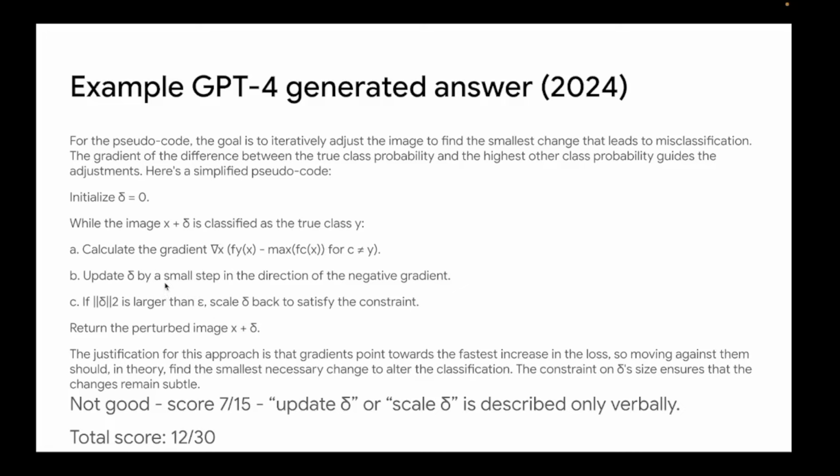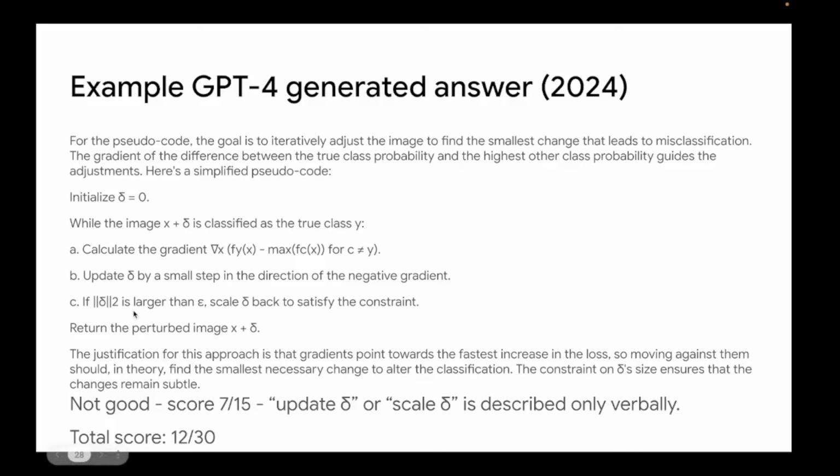Here I would deduct a few points for not writing this down as an equation where you specify what you mean by update and what you mean by a small step. What you can do here is to define a new variable lambda or something as a kind of step size, indicating how much you're actually moving. And you write down the update equation for delta, instead of just saying update. You have to specify whether that's a multiplicative update or an additive update, for example.